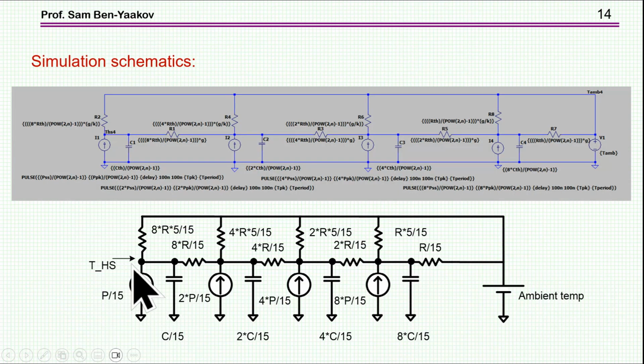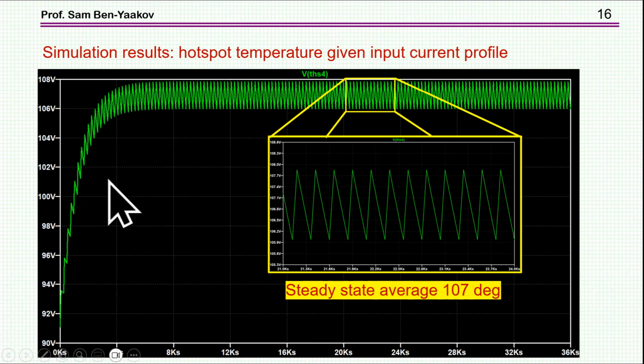Here is the hotspot temperature, the highest temperature in this array. We see that the average is about 107, and we go to peaks of 108. This is due to the pulsating, and this is due to the average power. The volt represented here is degrees centigrade.